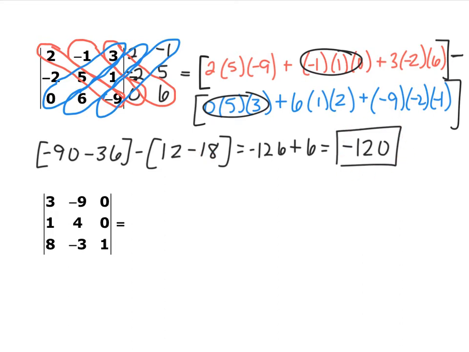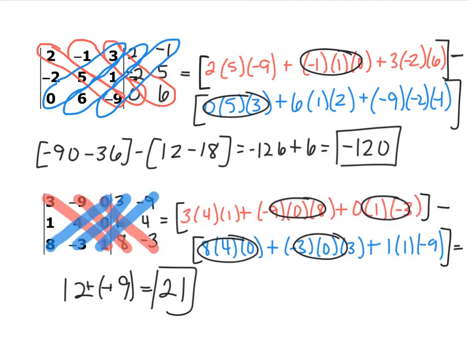So go ahead and pause the video and try it again with this 3x3 matrix. Again, take the first two columns and rewrite them to the right of your matrix, and then multiply down, and then subtract multiplying back up. I started in the upper left-hand corner, and I multiplied down my 3 diagonals, adding them together. And then I started in the bottom left-hand corner and multiplied up my 3 diagonals, added those together, and then subtracted those two values. This one's nice because it has 2 different zeros, so 4 of my diagonals end up canceling out, and I end up with 12 minus a negative 9, so you get 21.